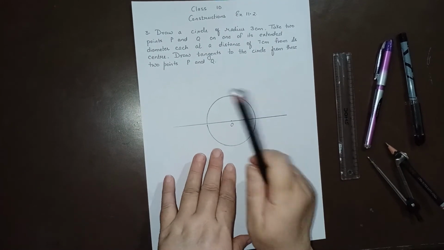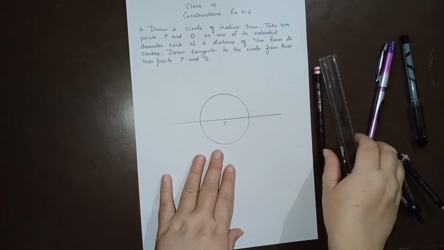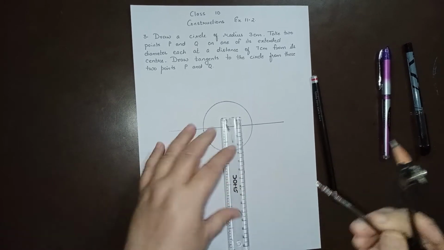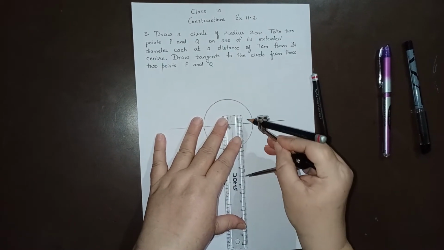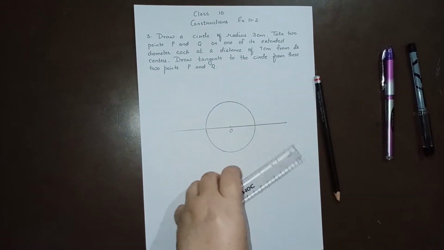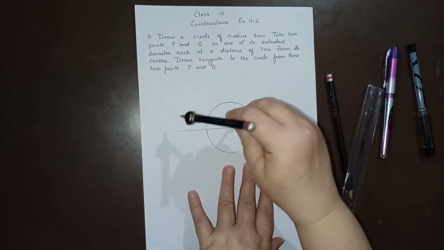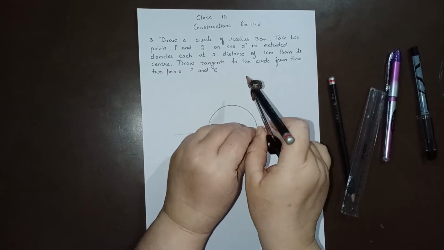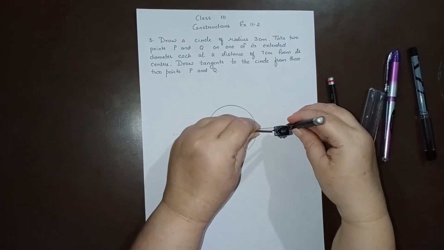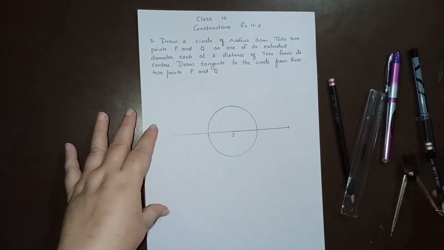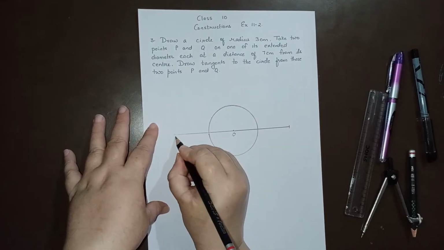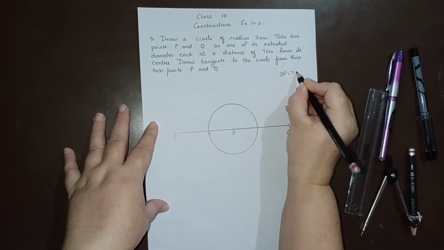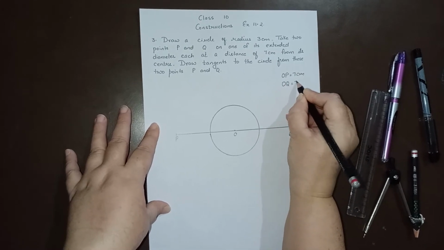Now they are saying take 2 points P and Q on one of its extended diameters, at a distance of 7 cm from the center. Now you have to take 7 cm from the center. So this is 7 cm. This point will be P, at a distance of 7 cm from the center, and on the other side we will take Q. So this is P and this is Q, and remember OP is 7 cm, OQ is 7 cm.